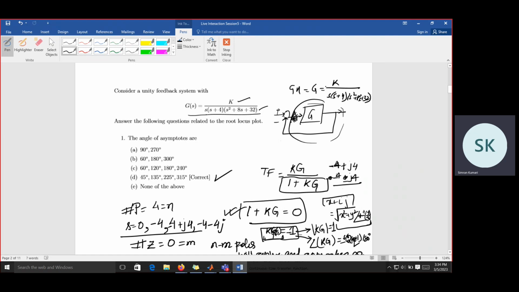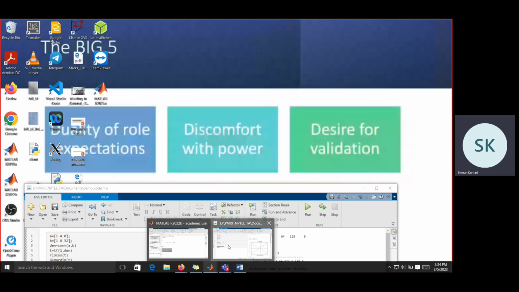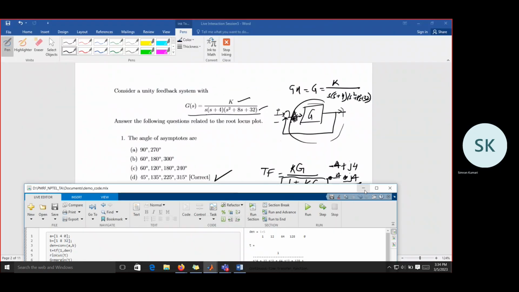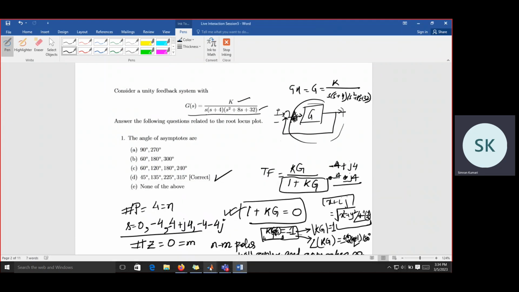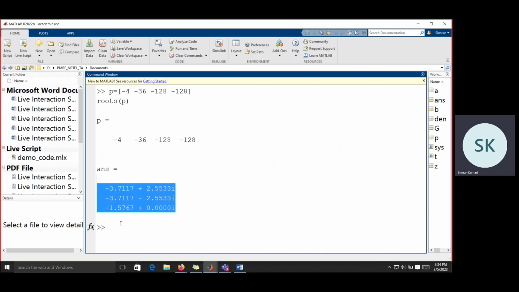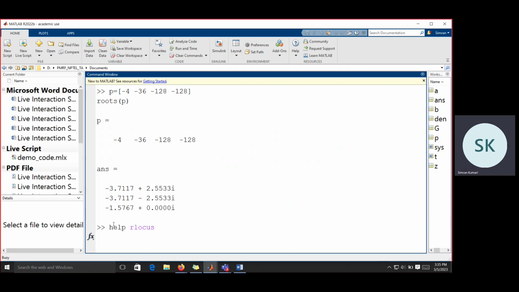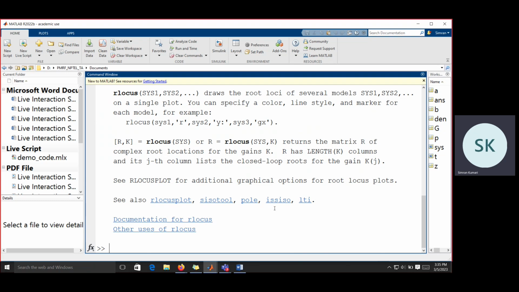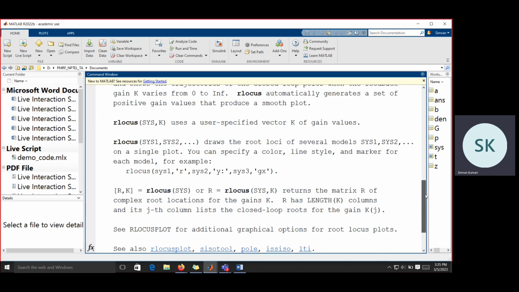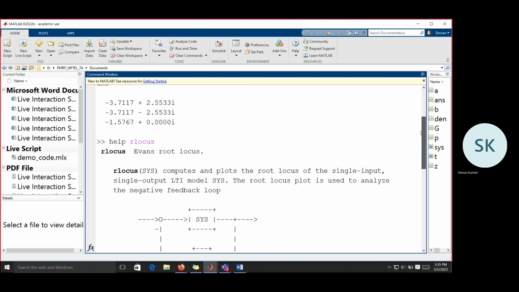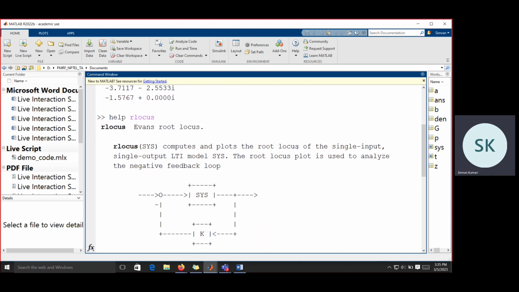So we have to find the root locus for this plant, and K is varying. So we'll go through this command rlocus. Let us see. We can do it here also. Fine. So we have this command in MATLAB, which is rlocus. If we type help rlocus, this will give all the description about this command, how this command works, what the input to it is, and what the output will be.